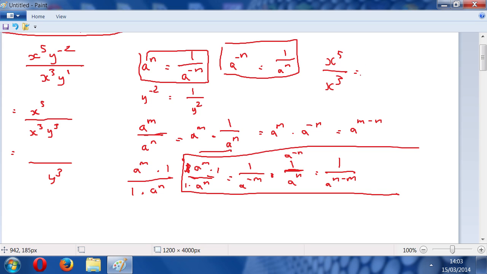Let's see how many different ways we can write this. We can say that's x to the 5 times 1 over x cubed. What's the other way we can write it? x to the 5 times x to the minus 3.